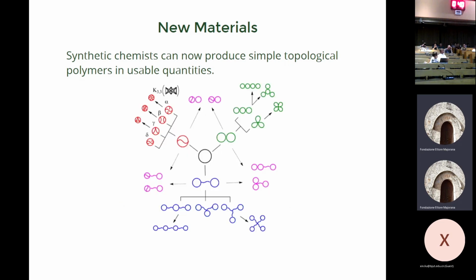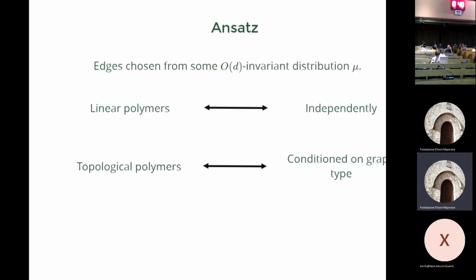So here's a picture of all of these topologies that have been synthesized in the lab. You can see up here this K33, a complete bipartite graph on 3 and 3 vertices, and various other things like this. These have all been synthesized and many others as well. Tezuka refers to this as a Cambrian explosion of synthetic topological polymers. Okay, so we want a theory that can handle this sort of thing.